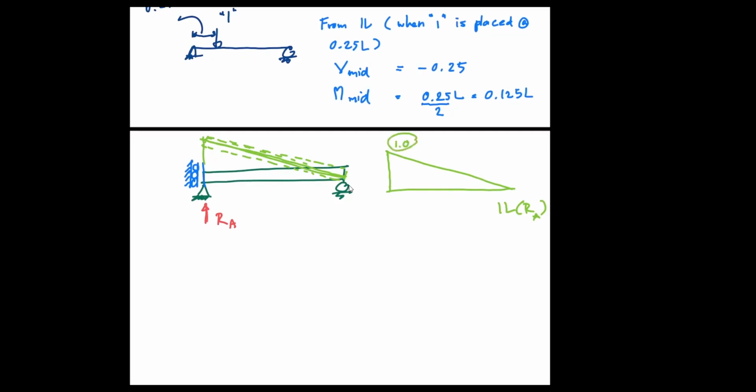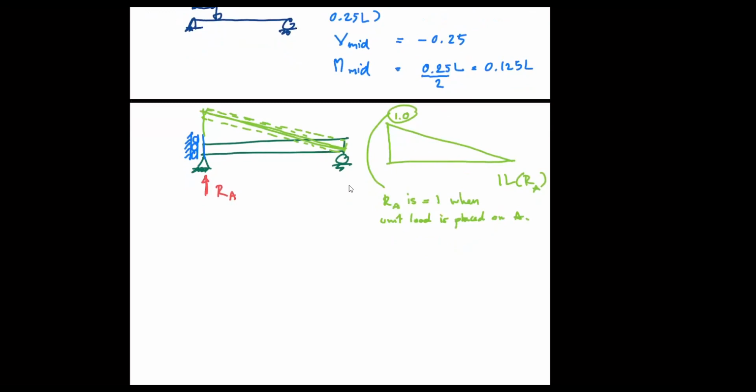I can say RA is equal to 1 when the unit load is placed on top of A. So you can get the value very easily after you get the shape because you just place it on top of A. Now you know RA is equal to 1 when there is a unit load on top of it, right? And we can do the same.